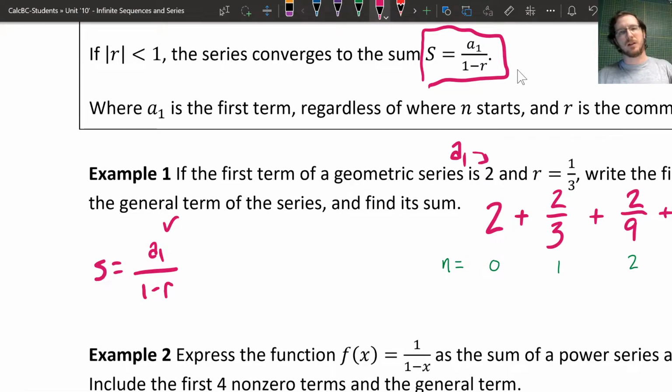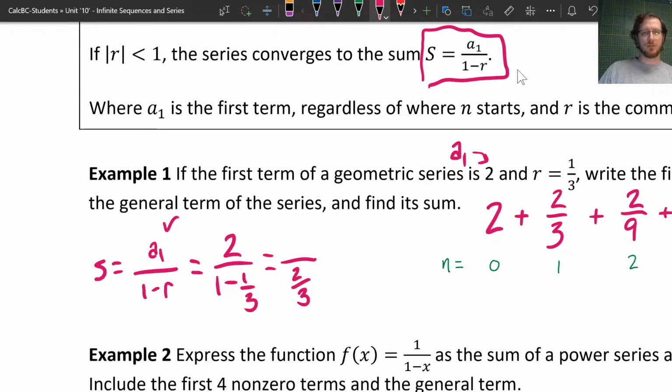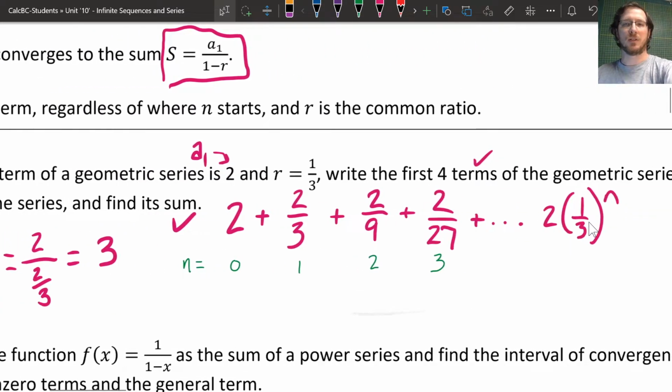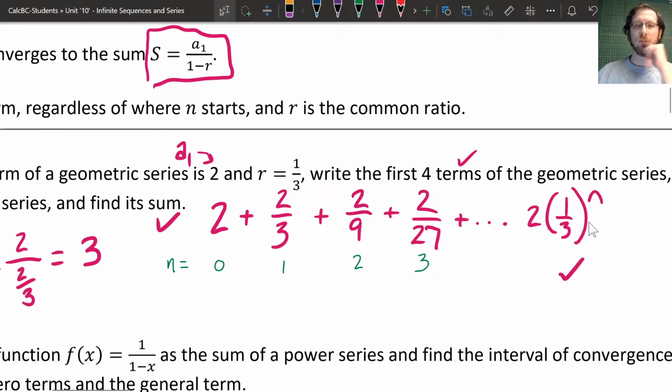Let's plug in those values. So 2 is our first term over 1 minus, and our r value is 1/3. 1 minus 1/3 is 2/3. So 2 over 2/3, if we keep change flip, we'll get 3. So our sum is 3. We found our first 4 terms, and we found our rule right here. All right, excellent.